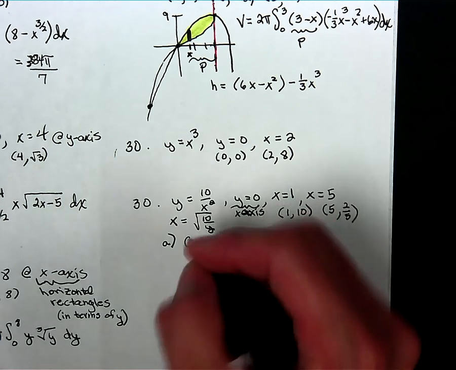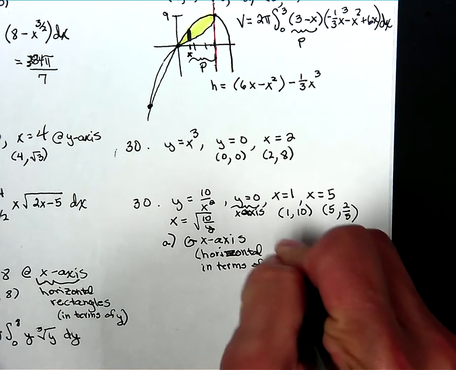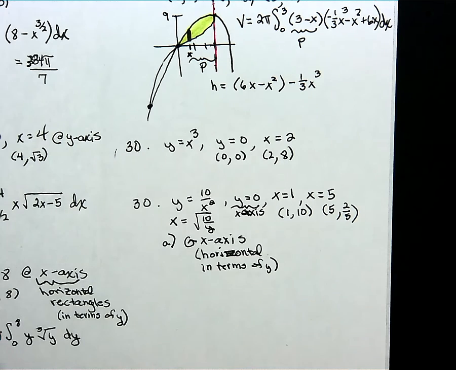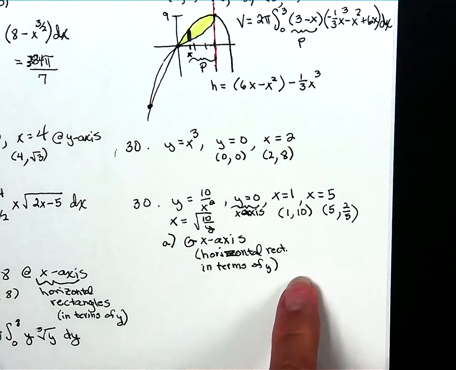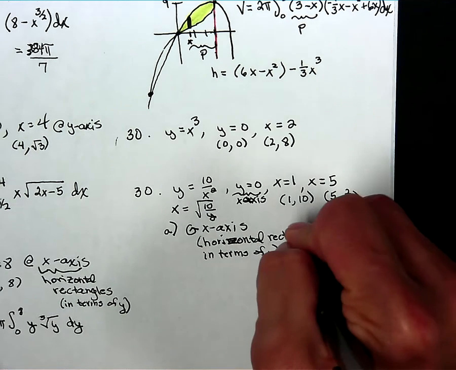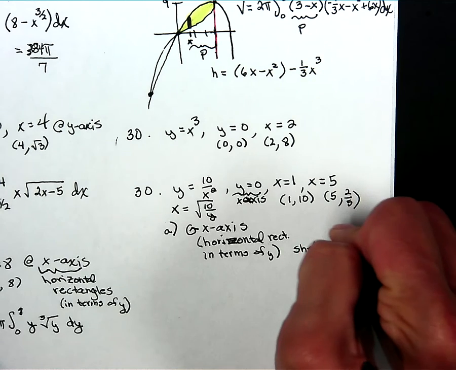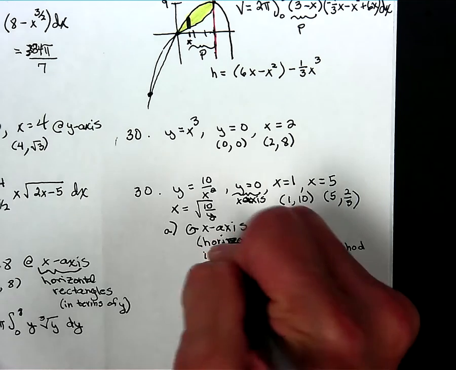We have horizontal rectangles around a horizontal axis. Is that going to be disk method or shell method? If your rectangles are parallel to the axis, then it's the shell method. And the volume in the shell method begins 2 pi.